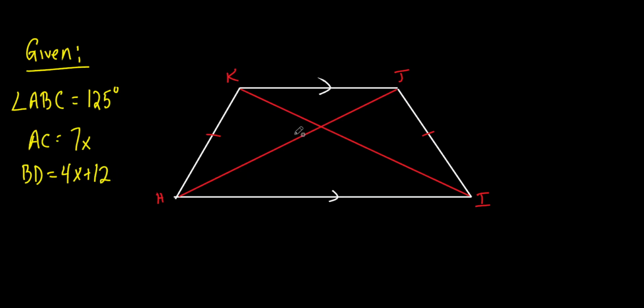Then they're going to ask you to find a bunch of stuff. Let's do that in a different color. Let's do it down here. So I'm going to ask you to find 1, 2, 3, 4, 5, 6 different things. You're going to find angle BAD. You're going to find angle ADC.